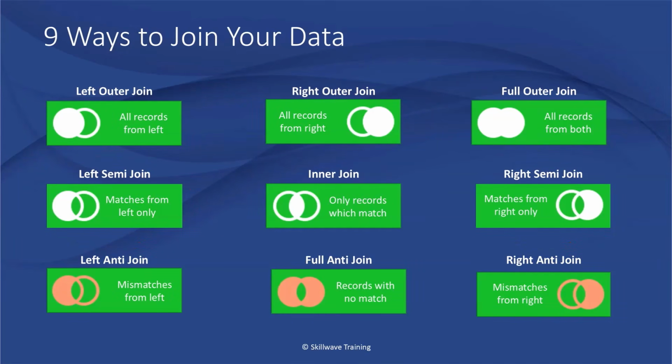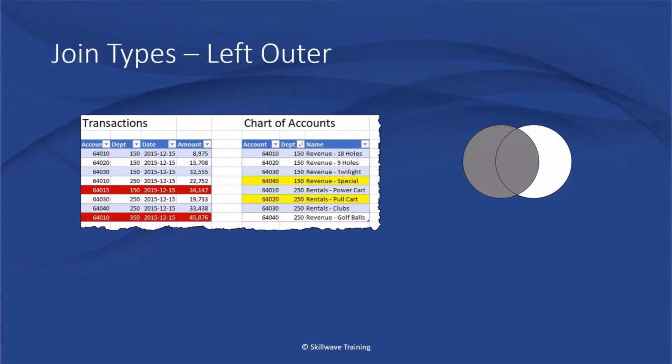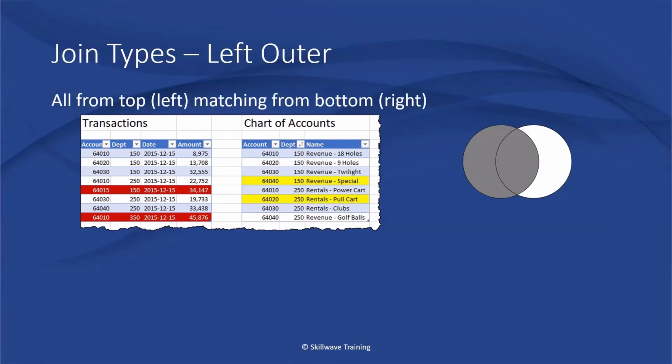Let's look at each of these join types in a little bit more detail to see what you would actually get. First is the left outer join. This is the default join. What this one should return is everything from the left-hand table and only the matching items from the right-hand table, filling in any gaps with nulls or empty cells. And as a matter of fact, that's exactly what you're going to get.